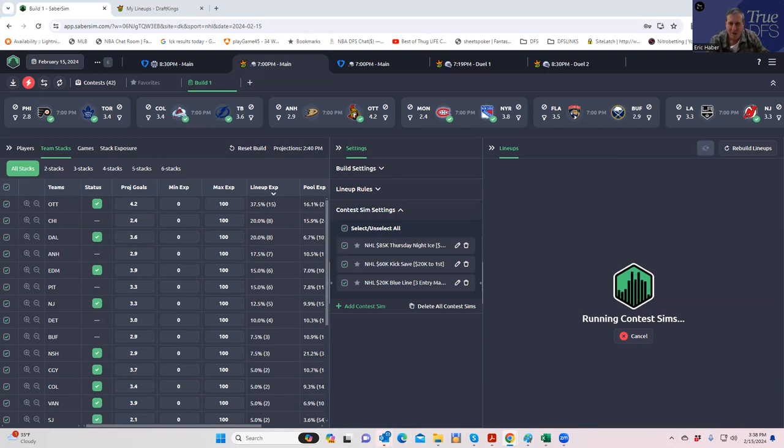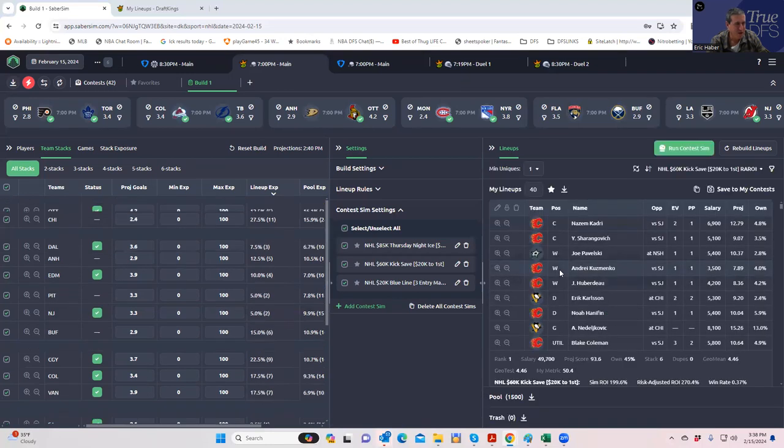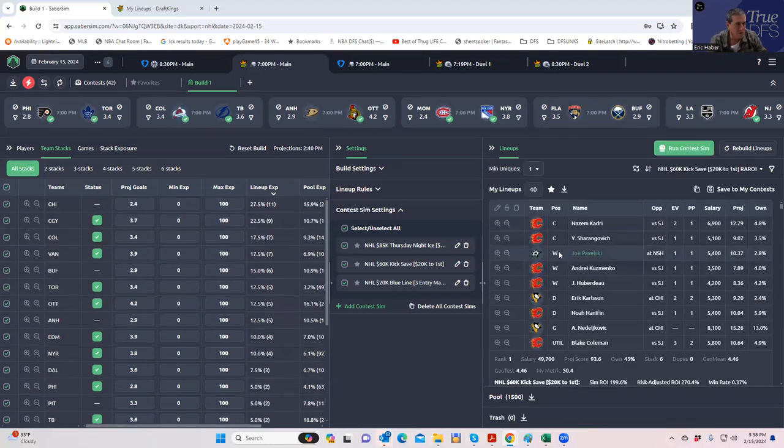Now you see already what's been going on here, right? You already had one build where it was almost all Tampa. Then you had another with very, very little Tampa. Anyway, so when you compare it to your own field, you're getting 27% Chicago, 22% Calgary. Okay.